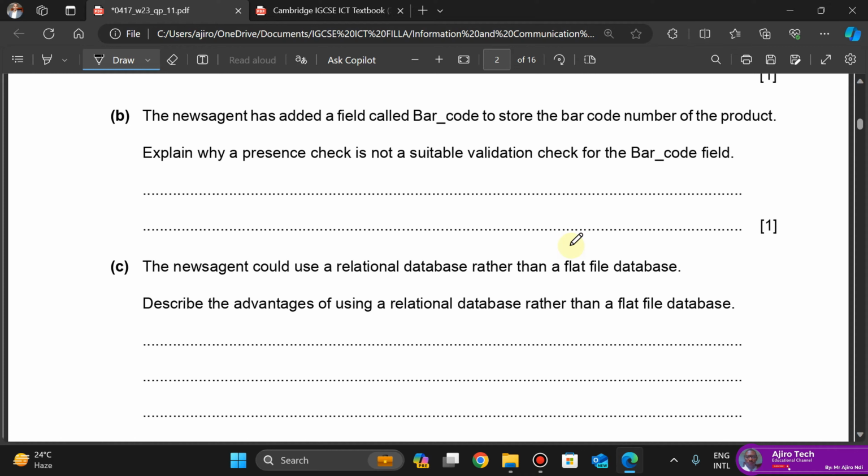The news agent has added a field called barcode to store the barcode of the product. Explain why the present check is not a suitable validation check for the barcode. We'll look at present check. This is also chapter 7. What is a present check? A present check ensures that the fields are not left empty.